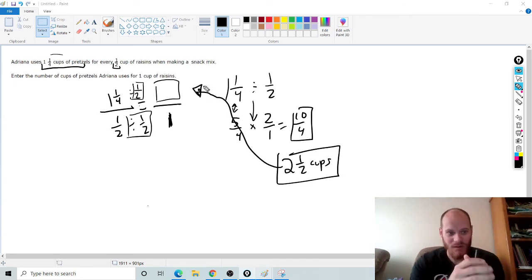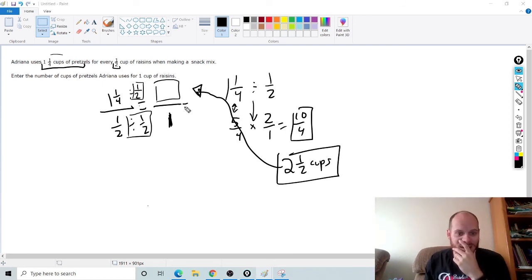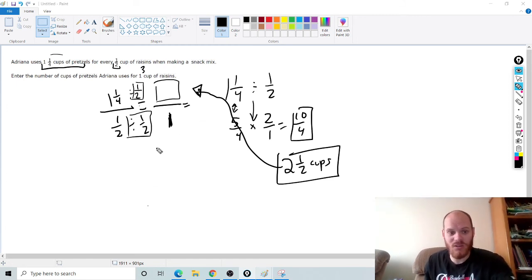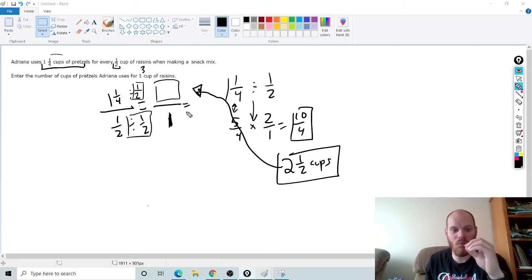If you get a question where it says, if you have this and this, but you want it with 1 cup of raisins, what do you do? And sometimes you'll see, what happens when you want to know this with 3 cups of raisins? Well, don't panic. It's easier to go to 1 first. So if you ever get a question where it wants to know 3 cups of raisins or 1.5 cups of raisins, don't panic. Go to 1 first.